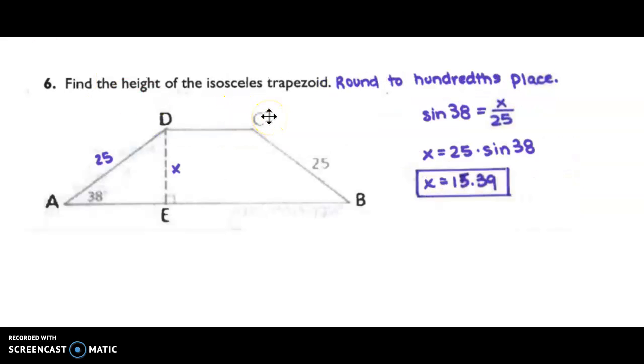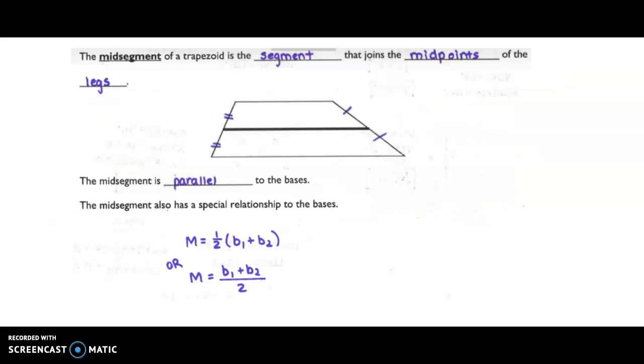It says find the height of the isosceles trapezoid. You can draw in the height or the altitude, again creating 90 degrees. And we're incorporating trig here, because it creates this right triangle. So from the 38 degrees, x is opposite, and 25 is the hypotenuse. That's why we use sine. And here's the setup.